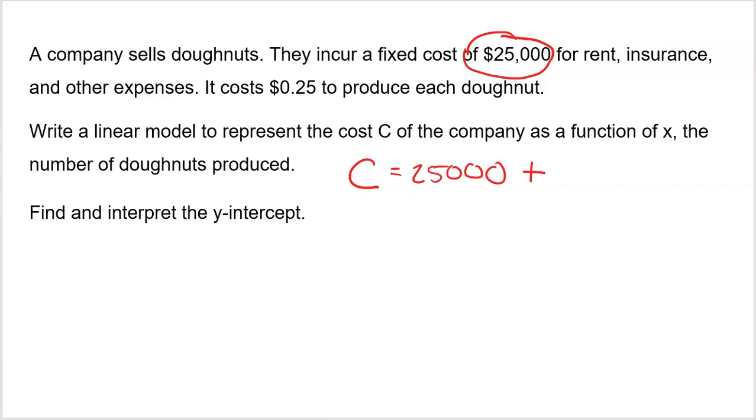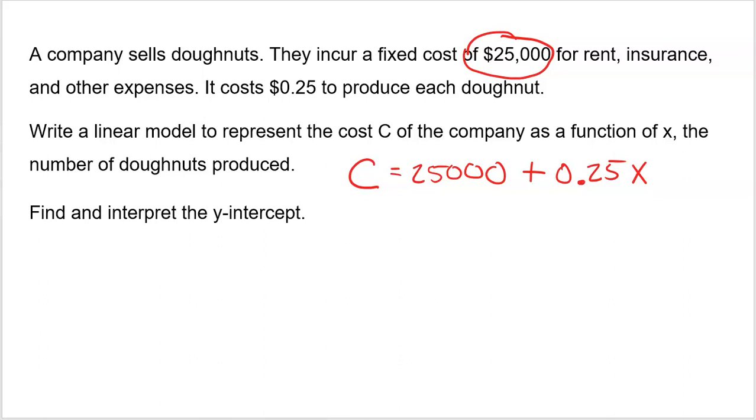Then we're going to add the fact that every single donut costs us 25 cents to make. So if we make one donut, then we're going to have $25,000 in fixed costs plus that extra 25 cents for that one donut. So again, the number of donuts changes, and donuts require flour, sugar, and all those other ingredients that go into the donut. So that's that 25 cents per donut. And together, this is going to be our total cost. All right. So that's pretty simple.